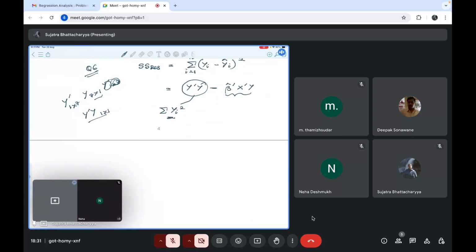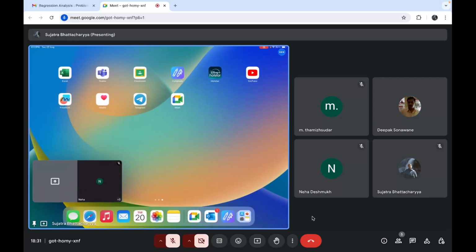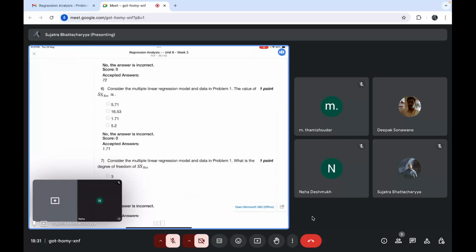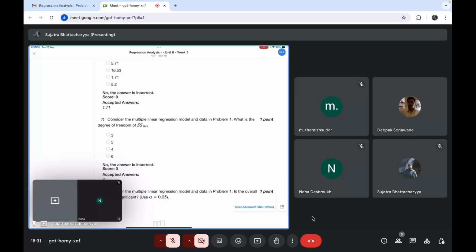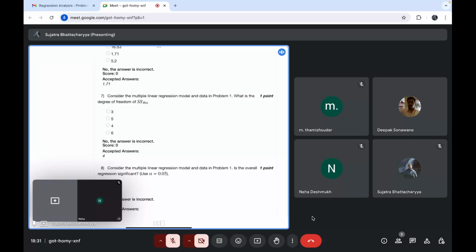This, which is y prime y, is 376. So SS residual, therefore, is 376 minus how much is this one? It is 374.2. So the result will come out to be about 1.78 or so. Let's check. Yeah, it's 1.71. We're close to that. Okay, just check the answer close to that. Okay, so yeah, that's all.